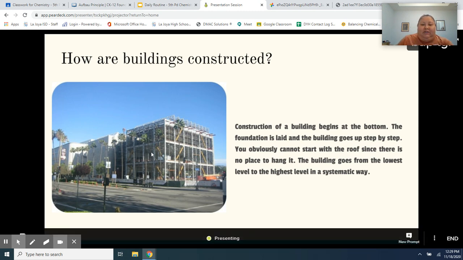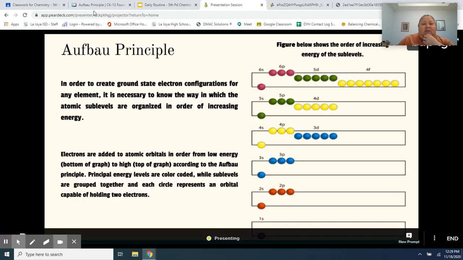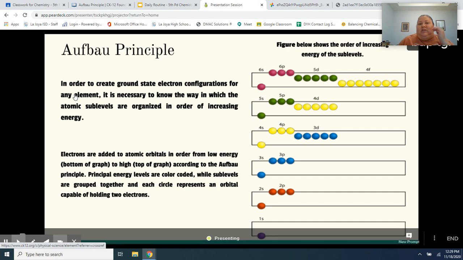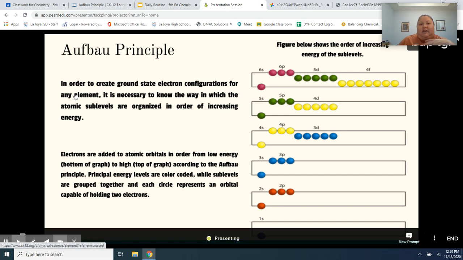And you have a picture here that you might recognize, right? Anytime a building like this goes up, they lay out the foundation, they build level 1, they build level 2, and then they build the top of the building. And then they fill it in. Okay? So the same thing happens with electrons when we're talking about electron configuration. And today's topic is Aufbau's principle, in order to create ground state electron configurations for any element. So ground state just means it hasn't absorbed energy, electrons haven't moved, or haven't jumped to a higher energy level.